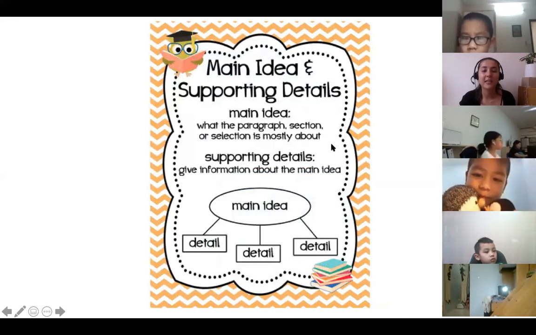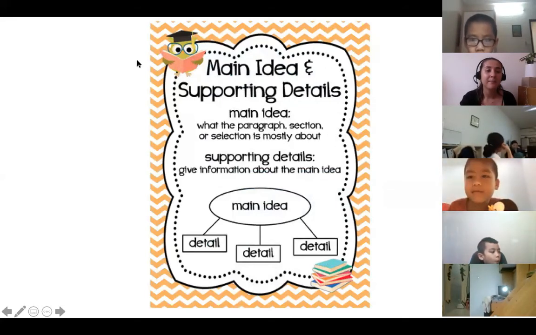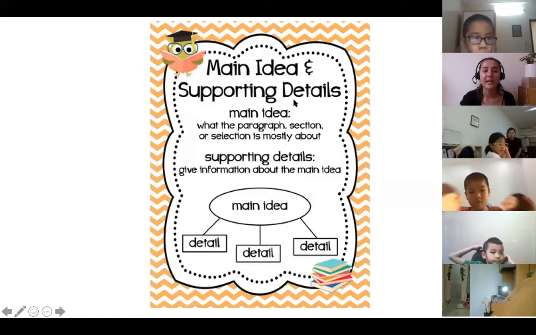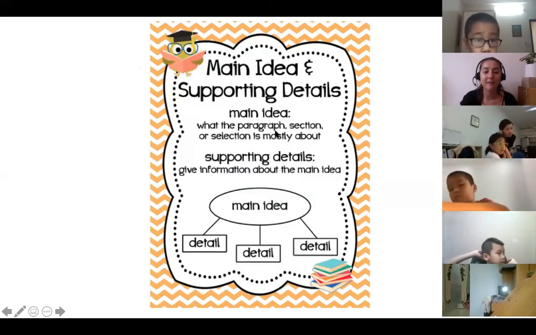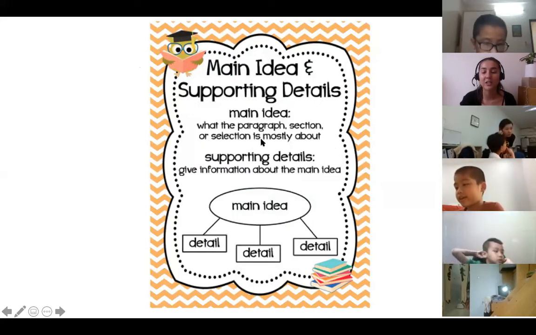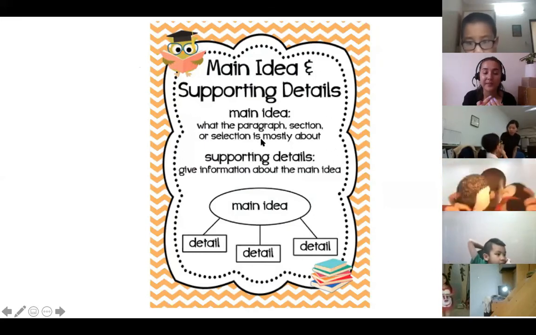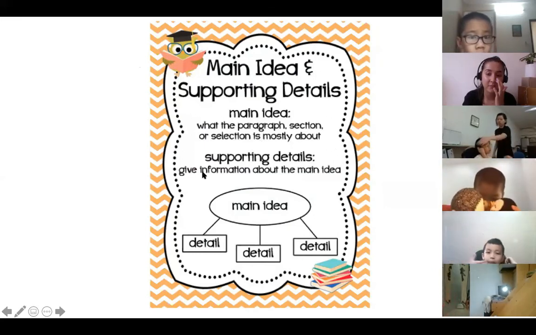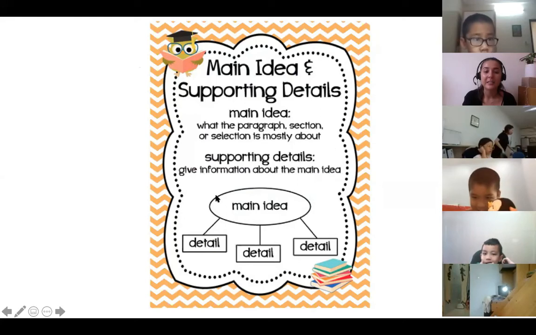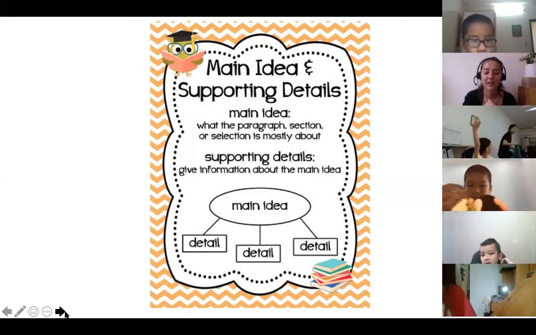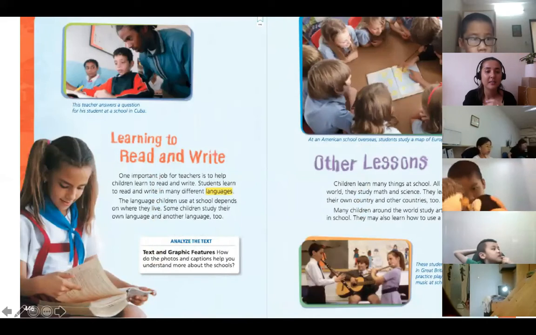So guys, have a look at this. This is what we are looking at today. Main idea and supporting details. The main idea is what the paragraph, section, or selection is mostly about. The supporting details give information about that main idea. So we're going to use a graphic organizer today to fill that in. But first, let's have a look at this.